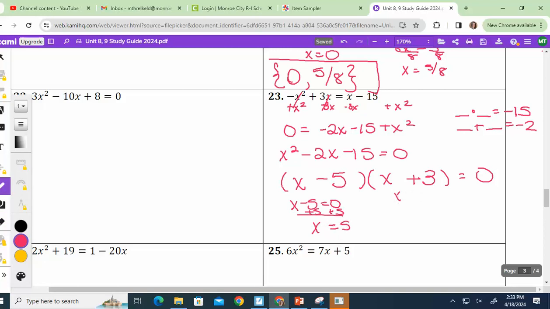This one, x plus 3 equals 0. Subtract your 3, you get negative 3. So our answer is positive 5, negative 3. Is there a way we could use Desmos to help us check these?